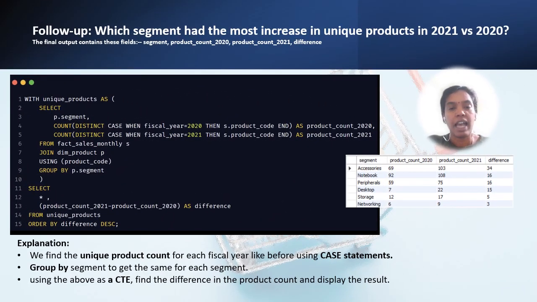Which segment had the most increase in unique products in 2021 versus 2020? Here the difference is we need to display the result for each segment. So we need to join the product table and write the query.